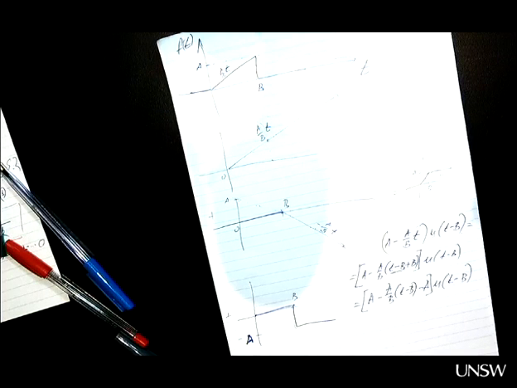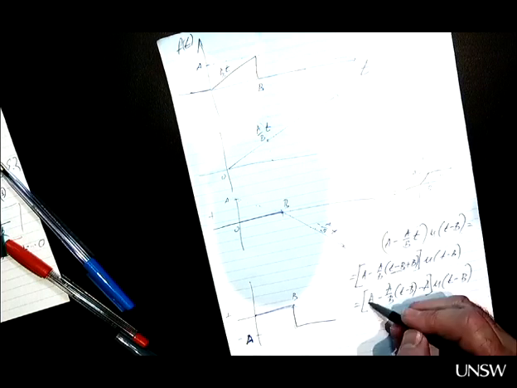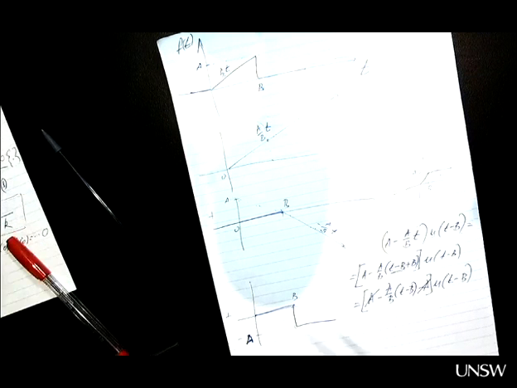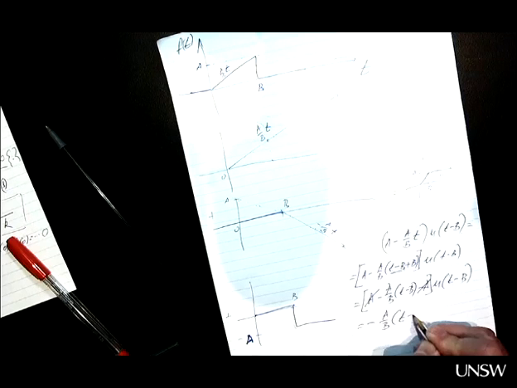So I'm really happily and positively surprised to see A and minus A canceling each other. So I end up with minus A over B, (t minus B), times u of t minus B.